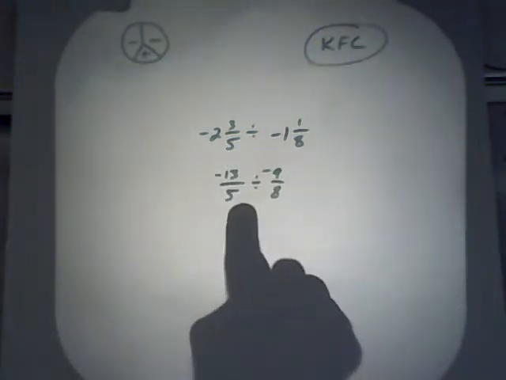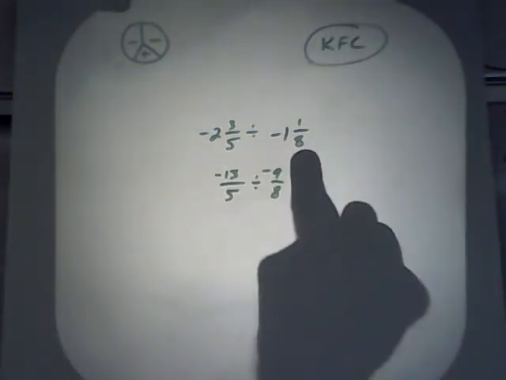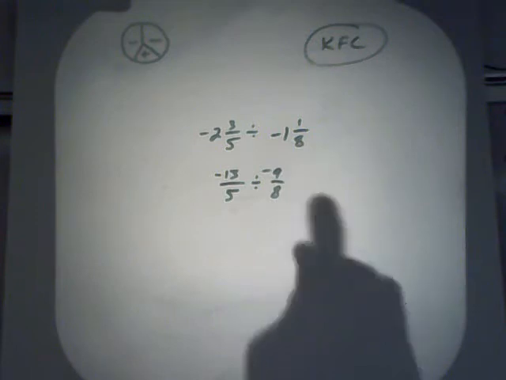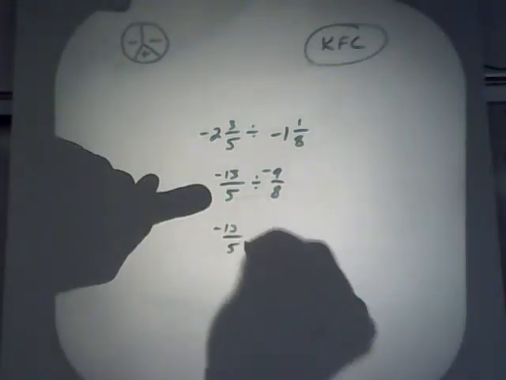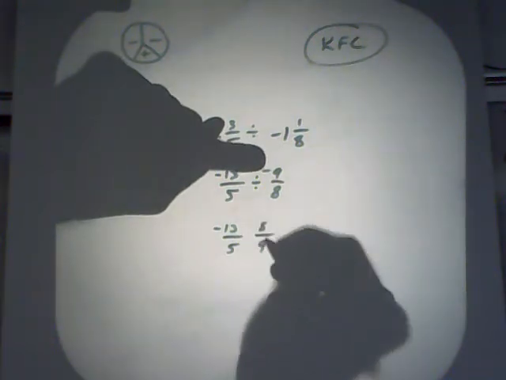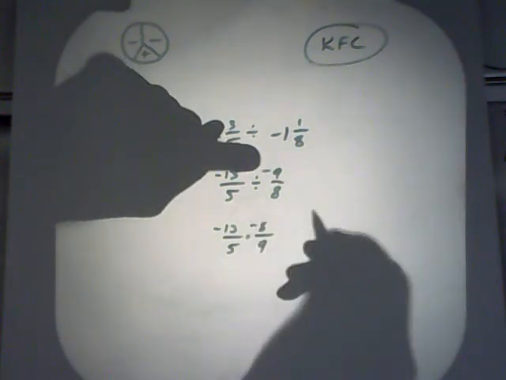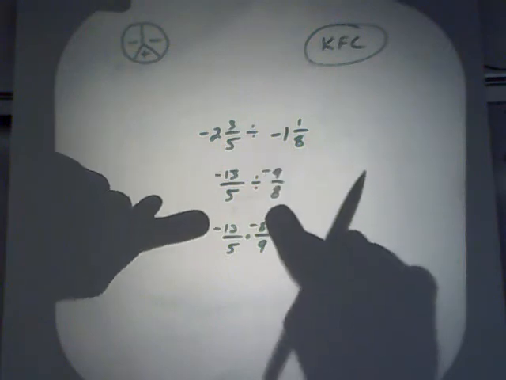Okay, so I went around the world, I got negative 13 fifths. I went around the world here, I got negative 9 eighths. Do we agree? Okay, keep the first one. Flip the second one. Change. Don't forget, don't lose those negatives.